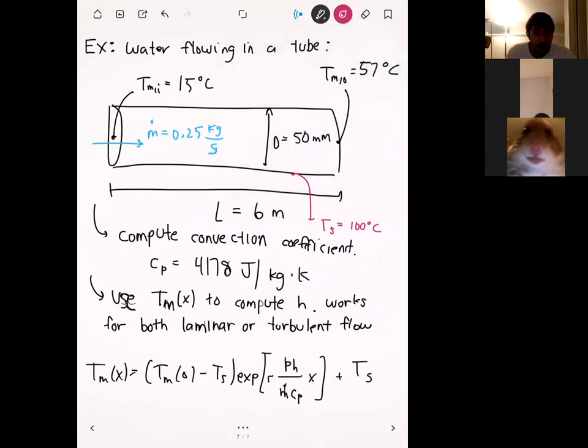In this equation, we actually have everything that we need except for h, and that's what we're going to solve for. We actually have x this time, since we have the length of the tube, so we're going to use that in this expression to solve for h. Any questions on the setup for this example? Okay, let's go ahead and start plugging things in.